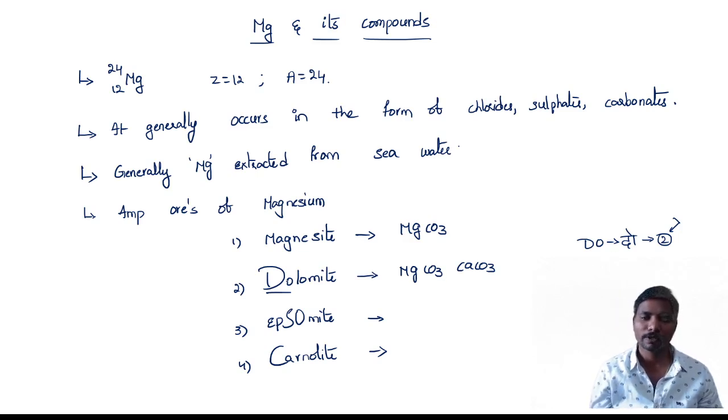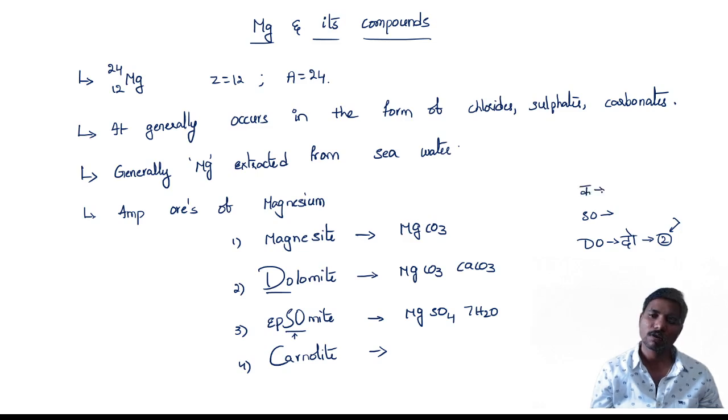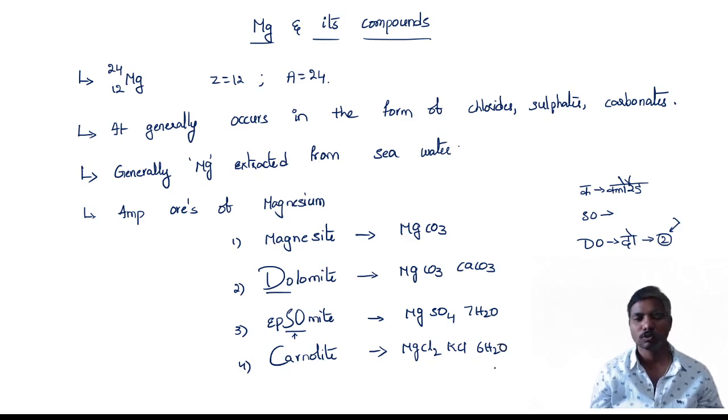Okay. So dolomite, Do for Do, it is a carbonate of two elements. Epsomite, in the epsomite the domination is SO. SO means sulfate, so remember it like magnesium sulfate, SO for SO. Magnesium sulfate with 7H2O. Carnolite, Ca for chloride. So chloride means magnesium chloride, MgCl2, and also potassium chloride with 6H2O. Okay, magnesium chloride with potassium chloride and 6H2O.